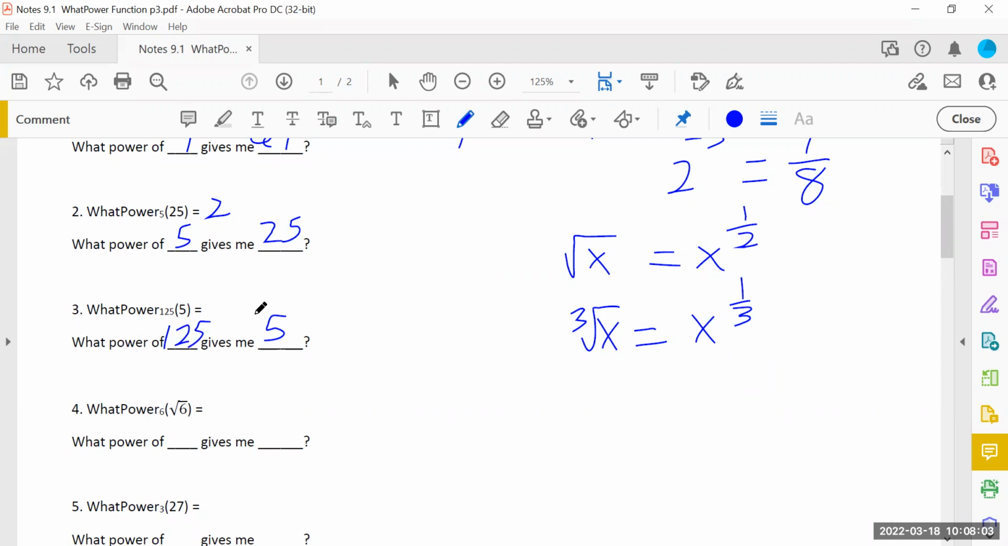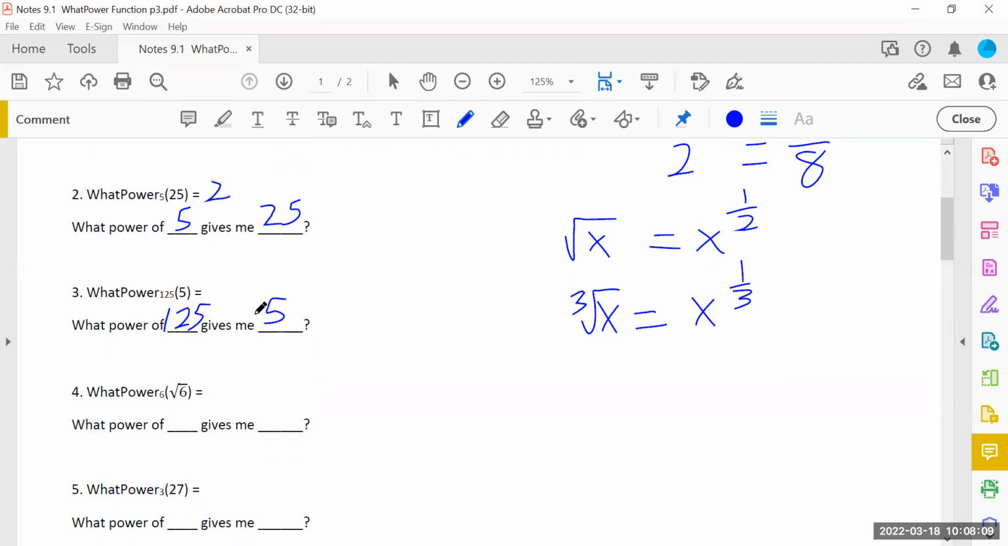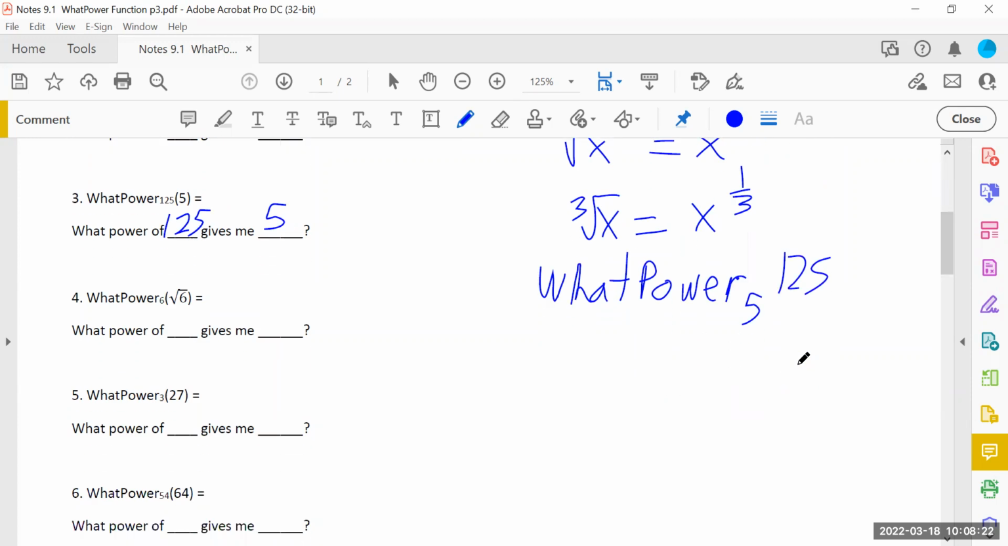So what Julian said, that again, it's like taking a square root or a third root or a fourth root. What we're looking for here, what if I told you what power of 5 gives me 125? Could you all do that one? So right here, we're connecting these two. What power of 5 gives me 125? I see a few people, 3. Is everybody good with that?